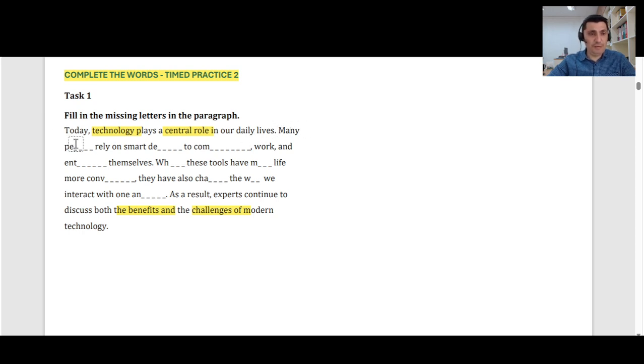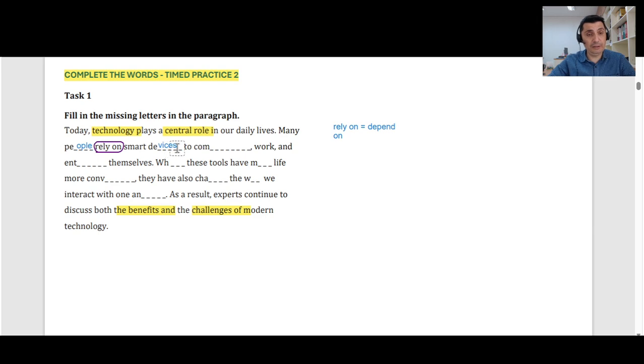First one was easy. Many people rely on smart devices, right? We always use it as smart devices as a word. Now, here, there was an important and significant vocabulary item, which is rely on. I'm sure many of you guys already know the word rely on, but for those of you who don't know, rely on is the same with depend on as a word, okay? So rely on, depend on.